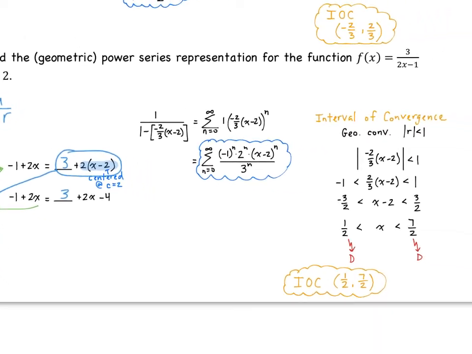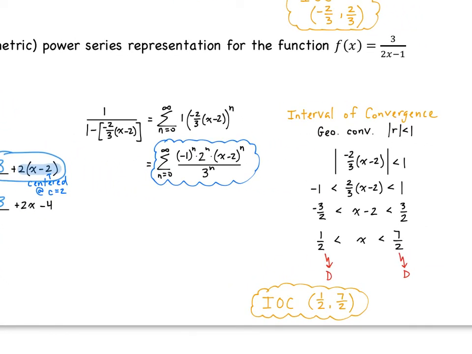Now, lastly, we have to look at our interval of convergence. So again, since we're dealing with a geometric power series, we're using the geometric rules for convergent series. So the absolute value of r has to be less than 1. So the absolute value of negative 2/3 times x minus 2 has to be less than 1. Dropping the absolute values and forgetting about that negative, all right? Multiplying both sides by 3/2 and then adding 2 to all 3 regions, we get our interval of convergence.